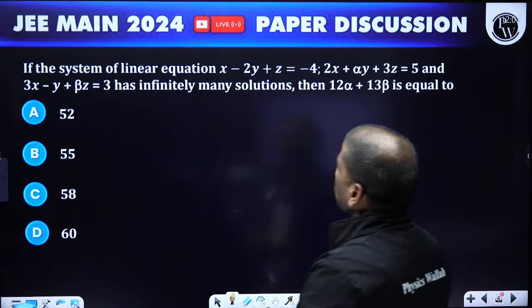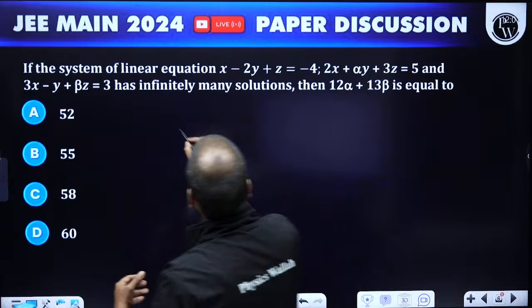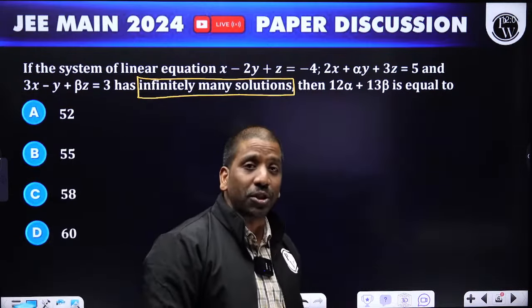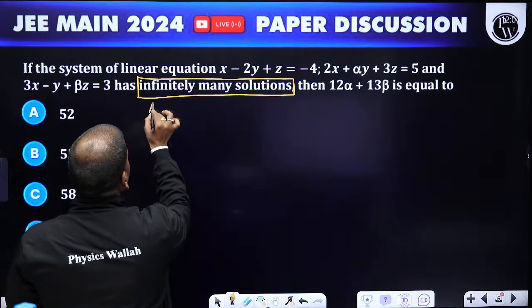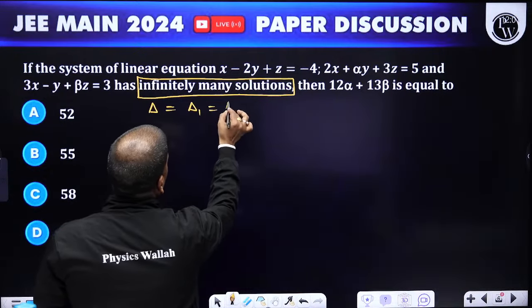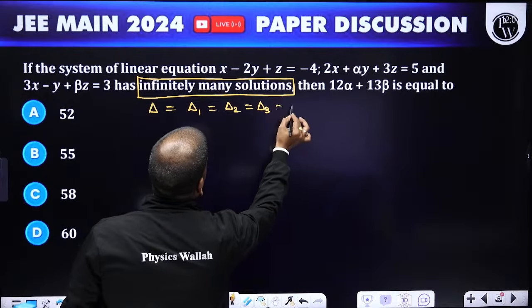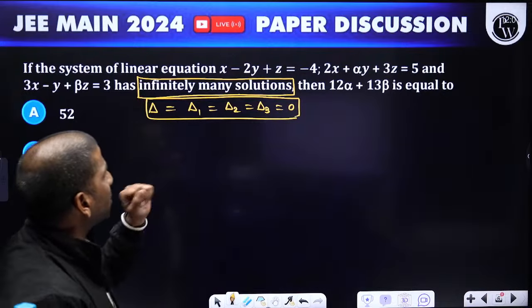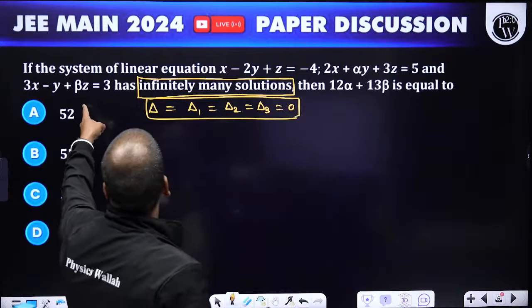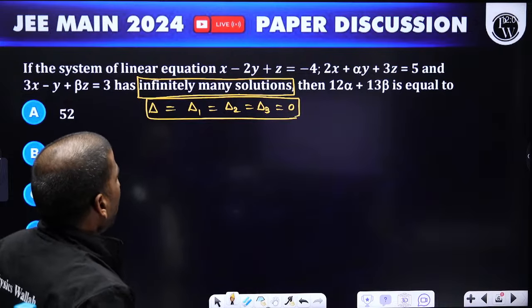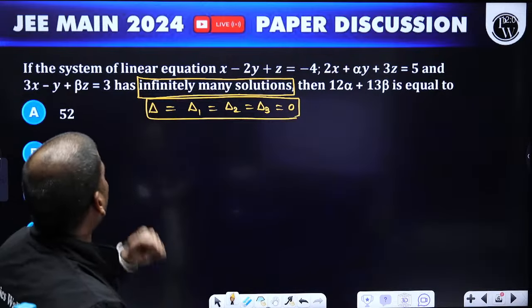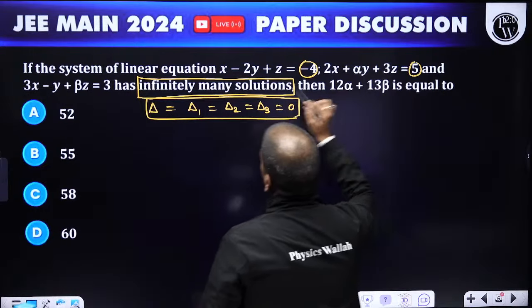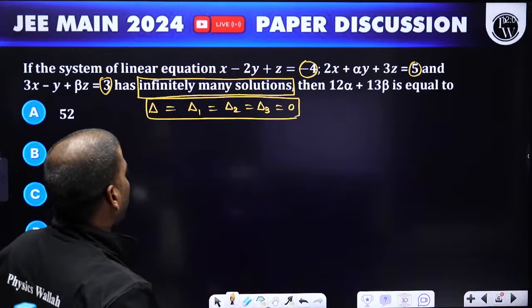So let us see in this question, the system of linear equations has infinitely many solutions, then find 12 alpha plus 13 beta. Infinitely many solutions, then cases delta, delta 1, delta 2, delta 3, all four must be equal to 0. So that's what we have. But we want alpha. Alpha and beta both are contained in this determinant. So that's where you won't get it directly. But let us try to get it directly. Is it possible? Luckily, the constant terms do not contain the parameter.